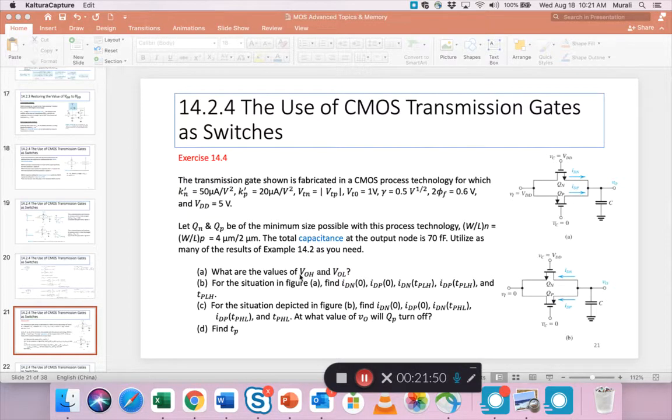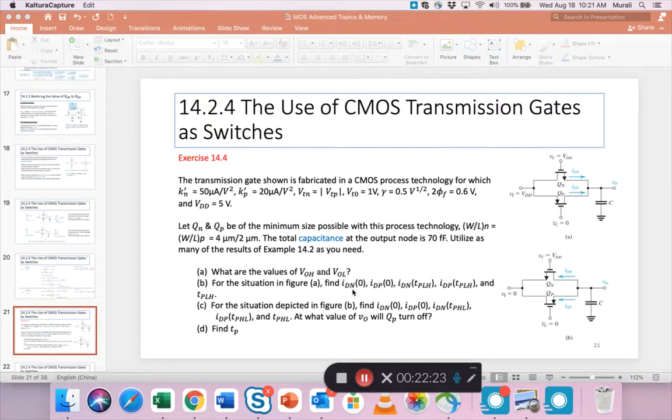All right. So given this data and this switch, what are the four parts? First, find VOH and VOL, output high and output low. Output low we know is going to be 0. Output high, because it's a CMOS, and they tell us that once you have a CMOS, you go back to being at VDD. So the answer is easy. VOH is VDD, VOL is 0. It's a perfect switch.